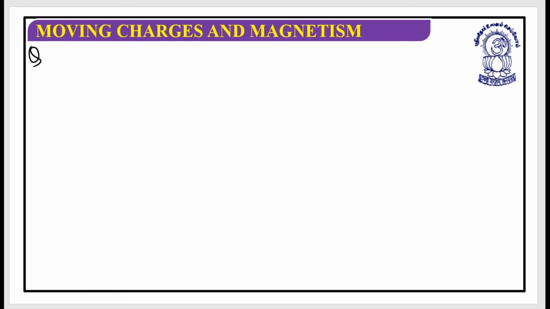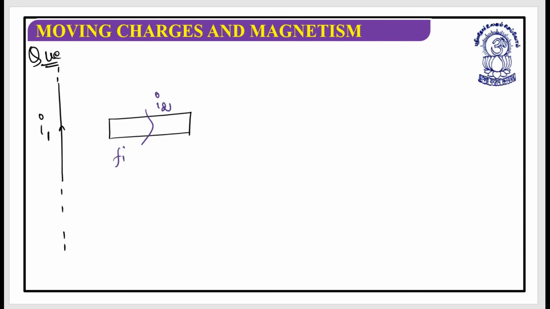Let's look at this question. This is a very good question. Suppose they have given that this is an infinite current carrying conductor, and the current is I1, and one more conductor is given over here. Let's suppose the current flowing through it is I2, and this is the finite wire.